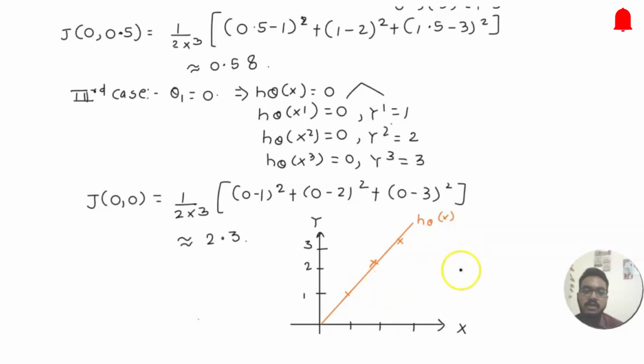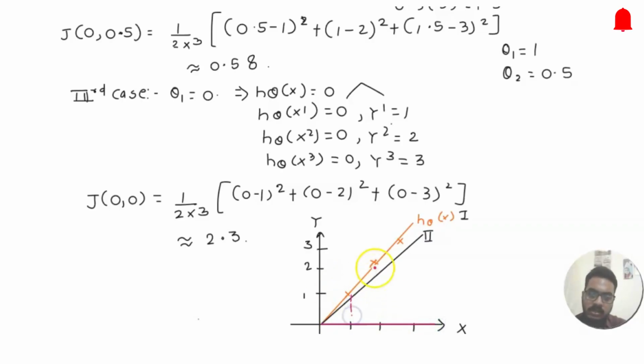Then we have taken theta 1 as 0.5 and we got 0.58. Obviously, in the initial case we had theta 1 as 1, and now theta 1 is 0.5. That means the slope is decreasing, so this line will be somewhere here. This is the line of the second case, and this was the first case. And then we have taken the slope as 0. Correct? So when the slope is 0, that line is going to be our x-axis only. So this is the line.